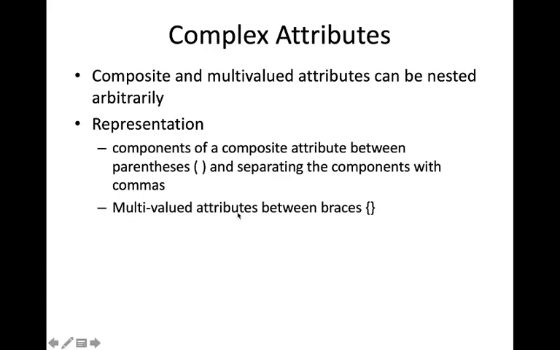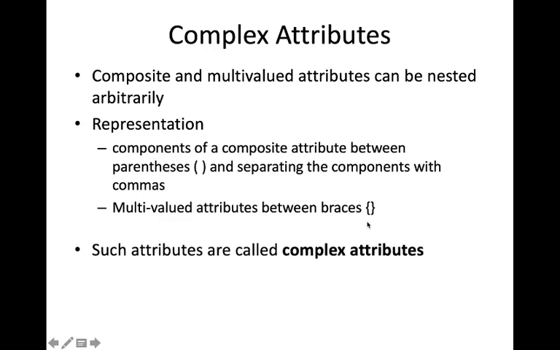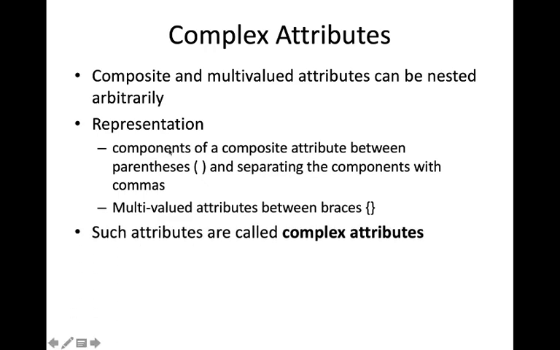Then for multi-valued attributes, we use braces separated by commas. We have already seen locations. If we have several locations for a particular thing, maybe Mumbai, then Delhi, we represent them inside braces separated by commas. If there is nesting inside these composite and multi-valued attributes, then those attributes are known as complex attributes.